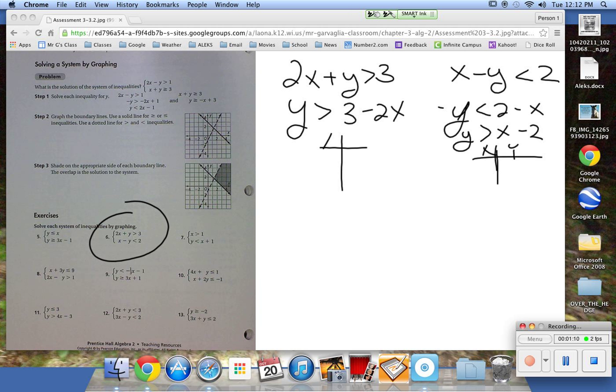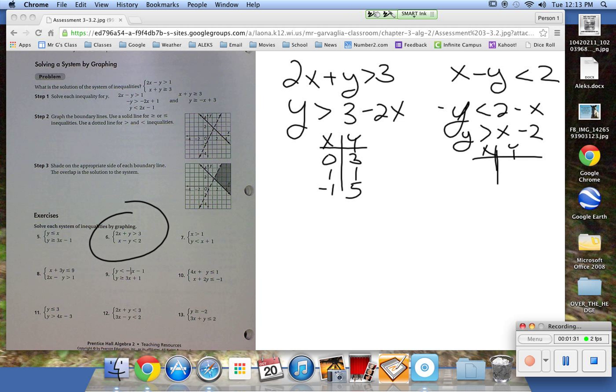Now, we're going to make a T on both of these and figure out what our x and y are on both of these. If we put 0 in for x, our y is 3. If we put 1 in for x, our y is 1. If we put negative 1 in for x, this becomes a plus 5. That's the same as what we had before.